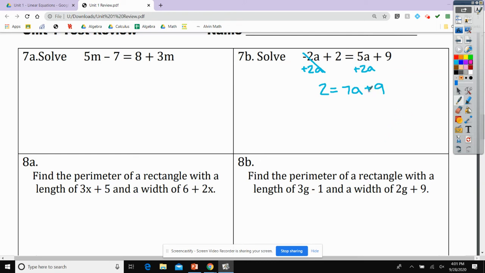Now I need to add or subtract, so I need this a completely by itself, which means I need to get rid of this 9. So I'd subtract 9 here and subtract 9 there. 2 minus 9 is negative 7, and that will equal 7a. My last step is to divide, so I divide by 7. Negative 7 divided by 7 is negative 1. So negative 1 would be our answer.